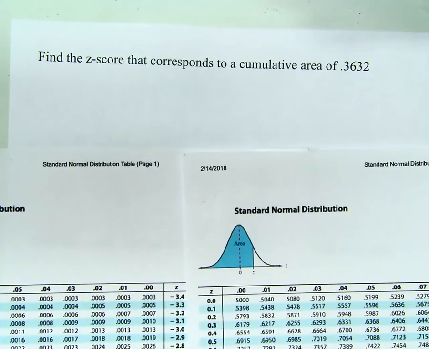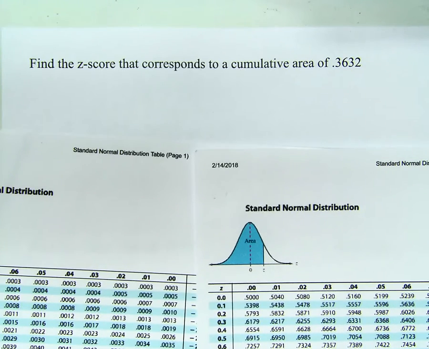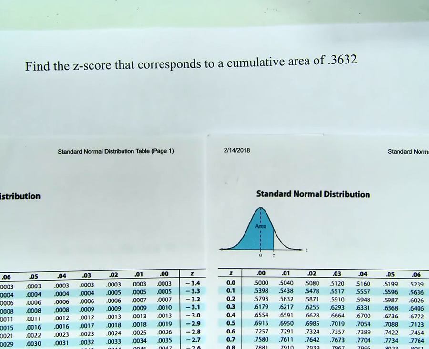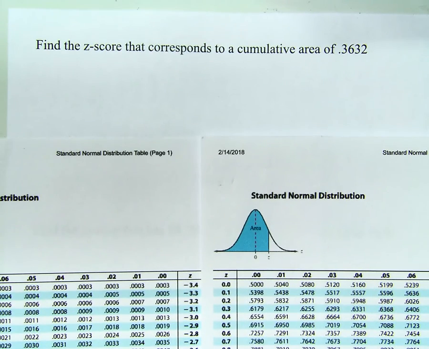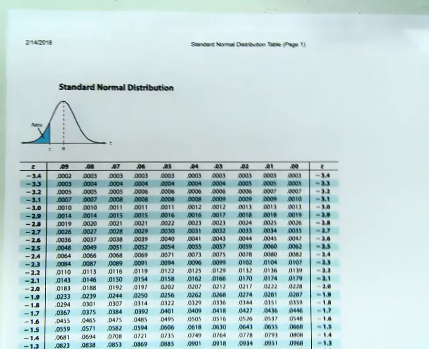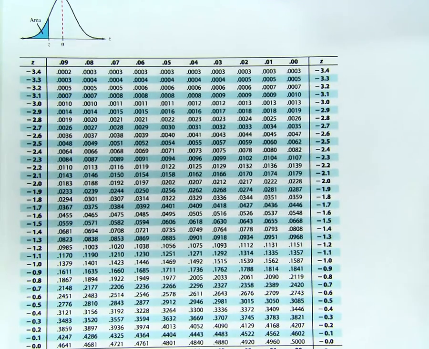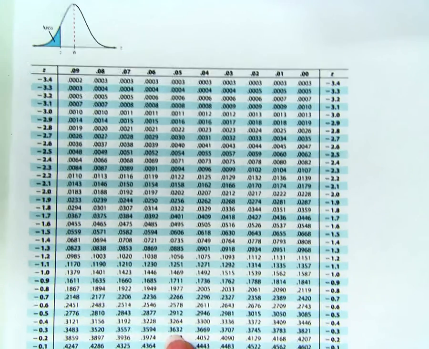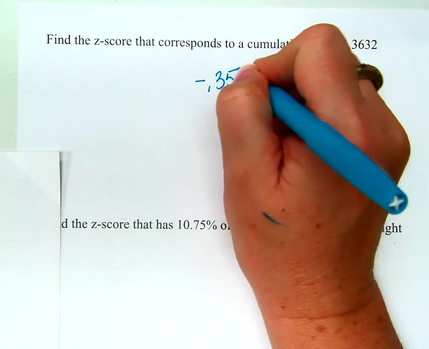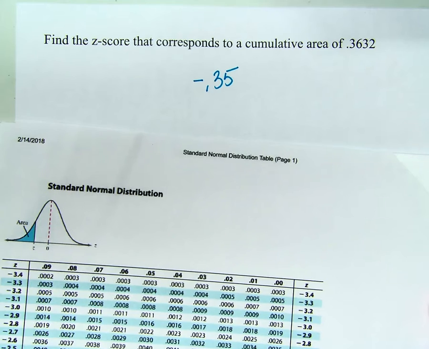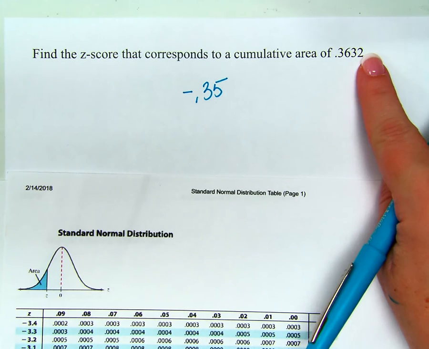This says find the z-score that corresponds to a cumulative area of 0.3632. Any idea how we would do that if we're trying to find the z-score of a given area? Find the area on the chart. Okay, so let's do that. 0.3632. You see it right there? So then what is it? Negative 0.35. Done. That's the z-score that corresponds to that area.